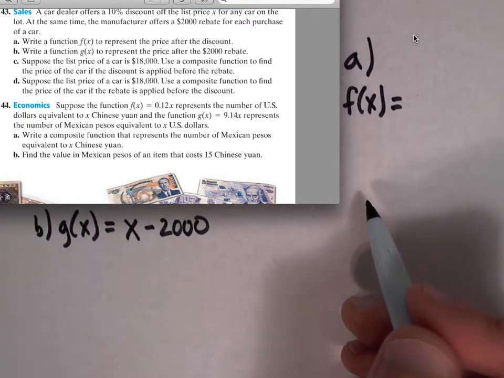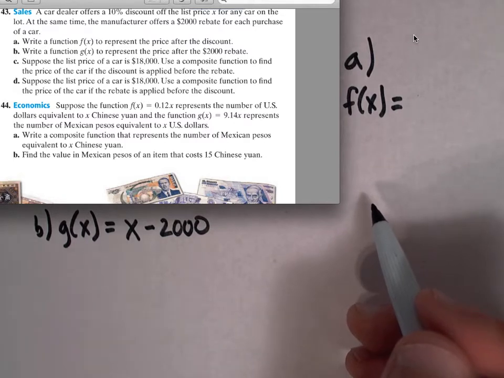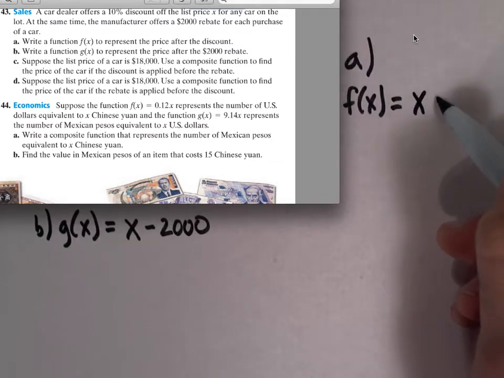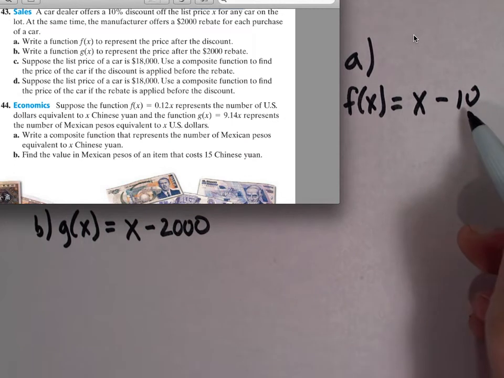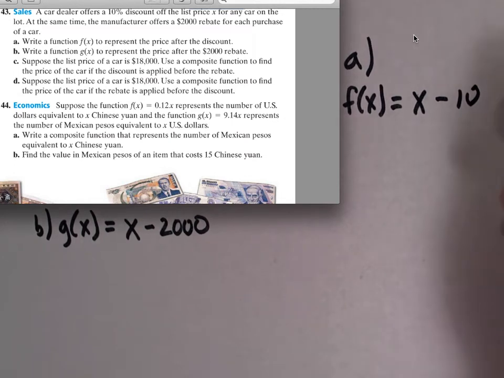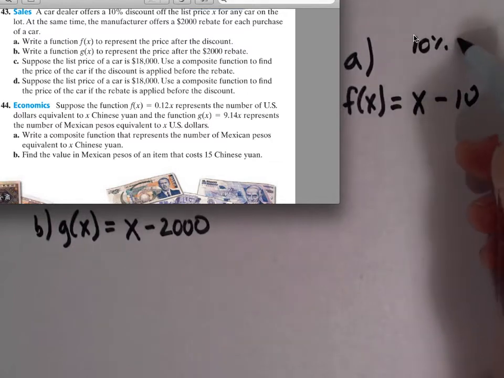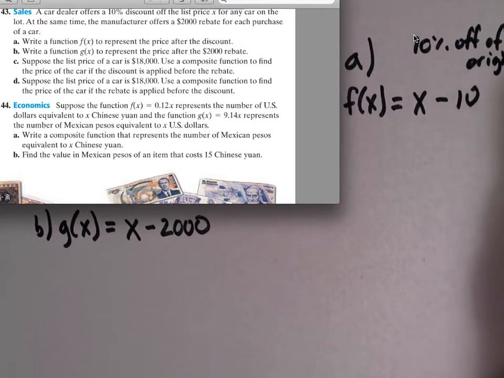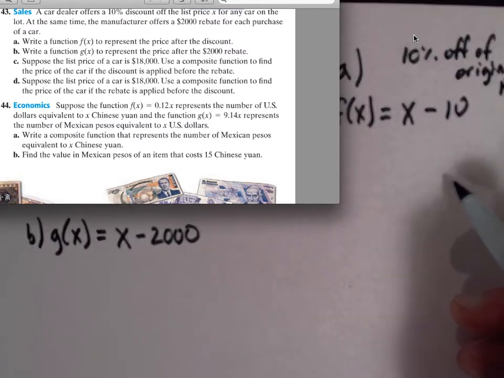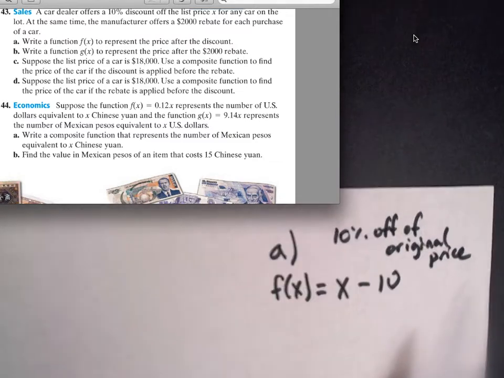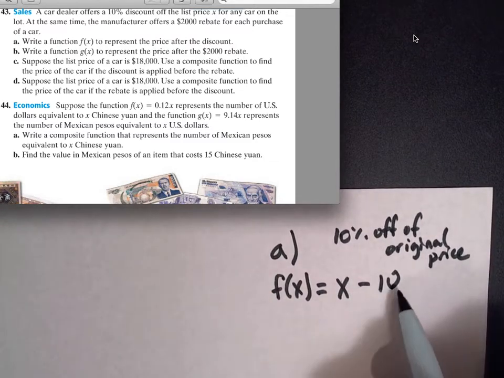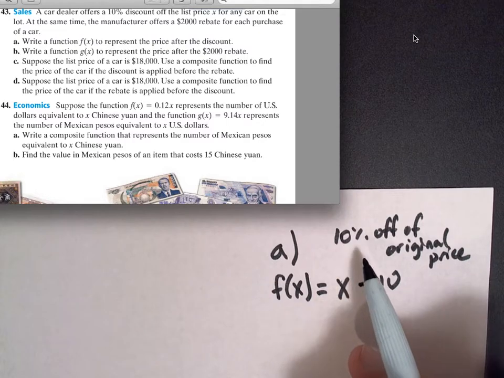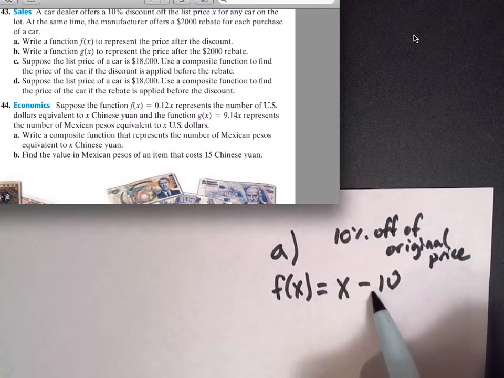Part A, how do I do that if I want to take off 10%? It says 10% of the list price. Well, if I do x minus 10, that's not 10%, that's $10 off. I don't want $10 off. I want to take off 10% of the original price. First off, this is not 10%. Remember, 10% is 10 out of 100. Or you could take the decimal point and just move it twice. So boom, boom. That's 10%.